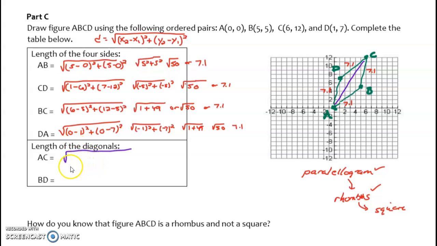All right, so AC. We're going to do 6 minus 0 squared plus 12 minus 0 squared. So that's going to give us 6 times 6 is 36 plus 144. This is going to give us a grand total of, I should be able to do that in my head, but it is way early, 180. And the square root of 180 is 6 root 5, aka 13.4.